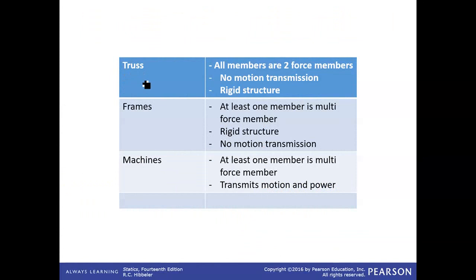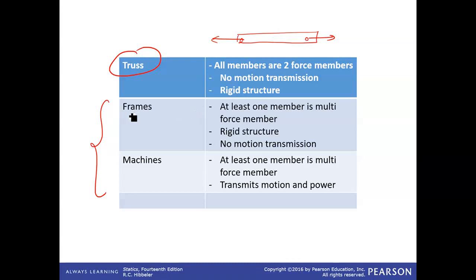Now, there is a difference between trusses and frames and machines. Trusses have all members which are two force members. It means that if there is a member of a truss, then it's subjected to load only at its endpoints. So it's a two force member. It's a rigid structure and does not transmit any motion, for example, the frame of a roof.